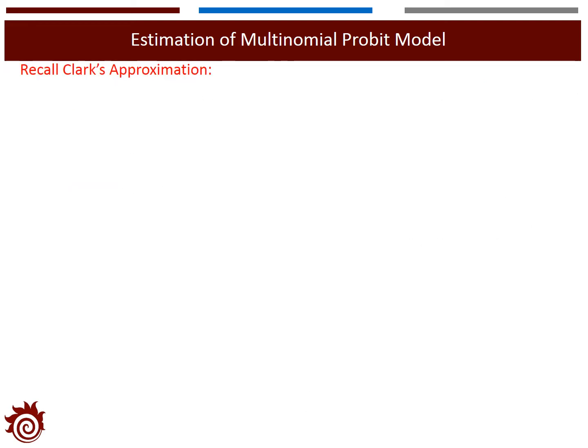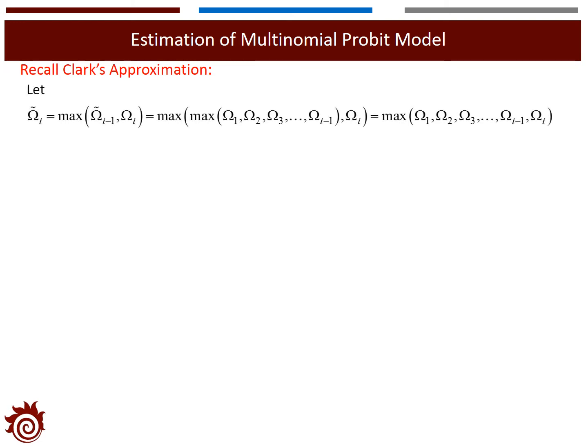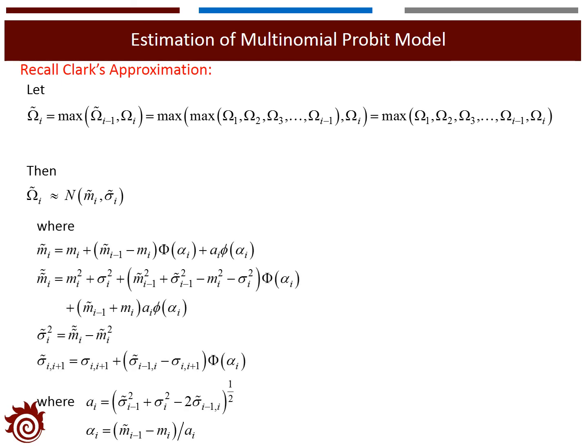Now we will recall the Clark's approximation to complete the model estimation. Previously, we defined omega i tilde as the maximizing of omega i minus 1 tilde and omega i, which is also the maximizing of i random variables from omega 1 to omega i. We say that omega i tilde is also in a normal distribution with the mean mi tilde and the variance sigma i tilde. We have the expressions for the mean and the variance. Then we can apply this approximation for the scenarios we are considering here.